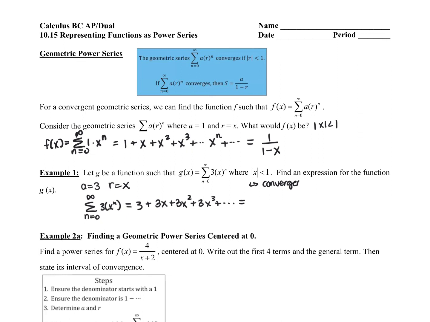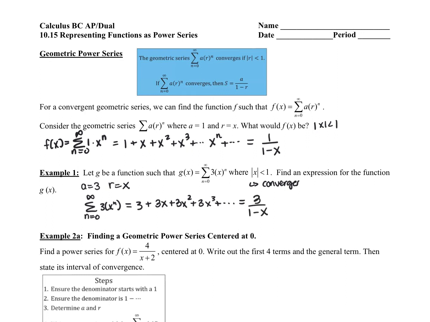What will the sum of this be? How do we find the sum of a geometric series? A over 1 minus r. What's a? 3. What's r? x. So what's the sum of this going to be? 3 over what?